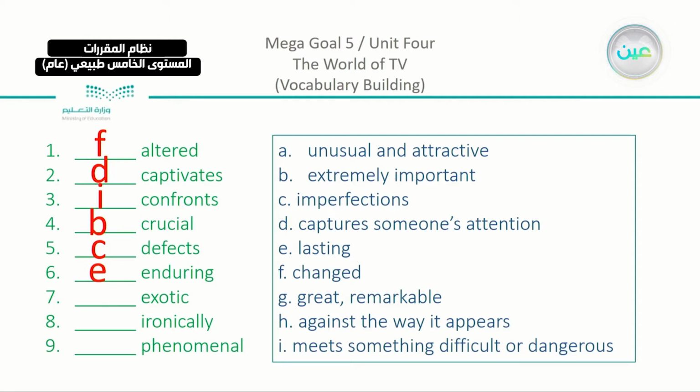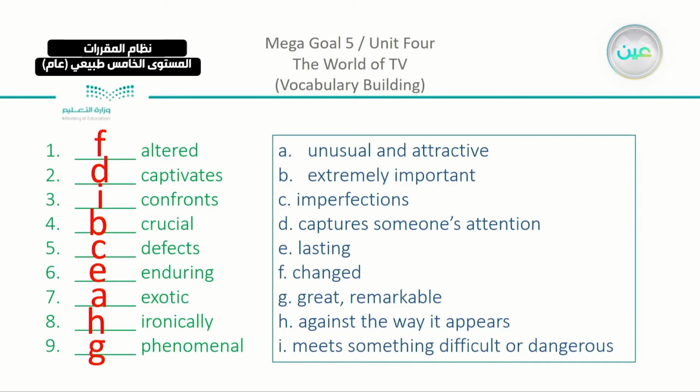Exotic is a beautiful word, which is something that is different, something that is unique. We can also say something that is unusual and attractive. Also, we have the word ironically, coming from the word ironic. Now, I can say something, but I do not mean it. I mean something else. So I said it ironically. Ironically is going to be H, against the way it appears. And the last one, phenomenal, is also a beautiful word, which means G, great or remarkable.